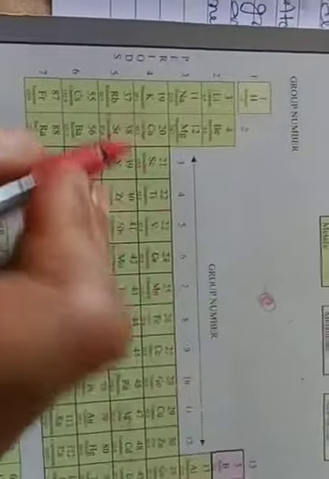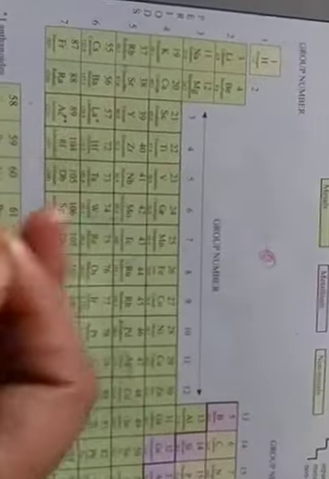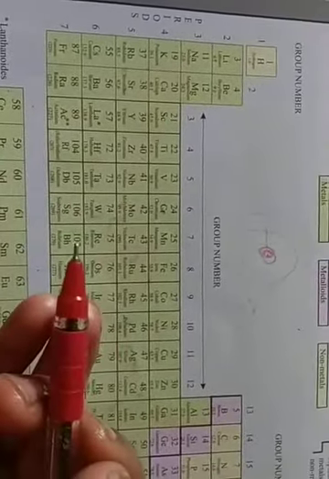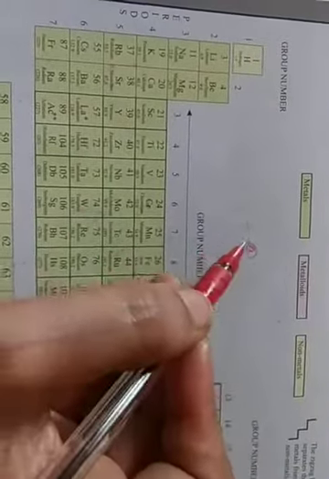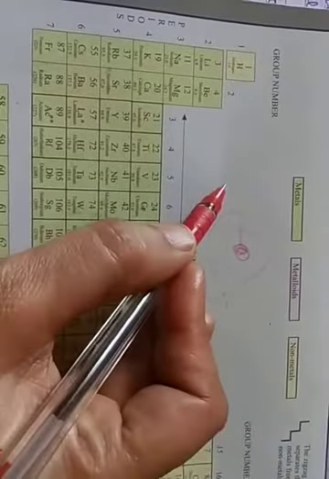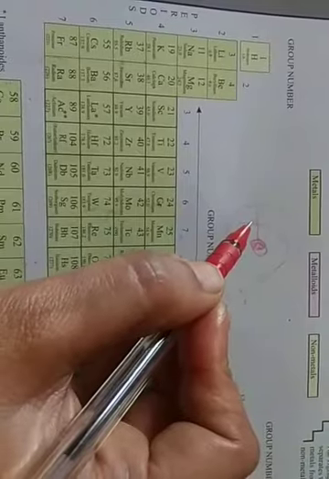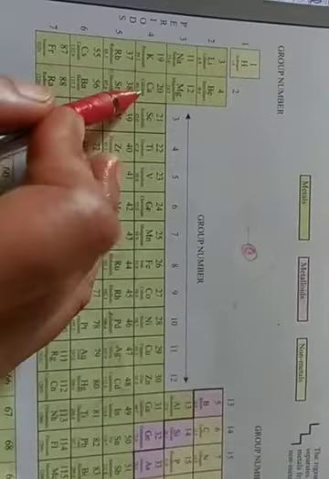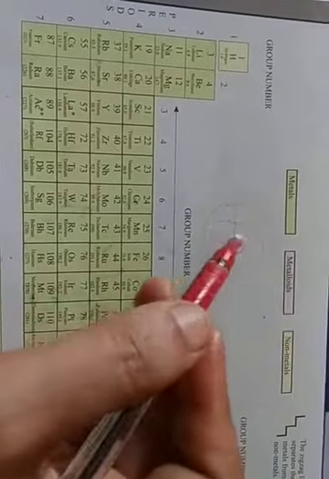So on going left to right and on going top to bottom, what will happen to size? Will size increase or decrease? It depends on the number of shells. If there are more shells, then size will be larger. If the number of shells is less, then size will decrease. We know that on going left to right, the number of shells is the same.